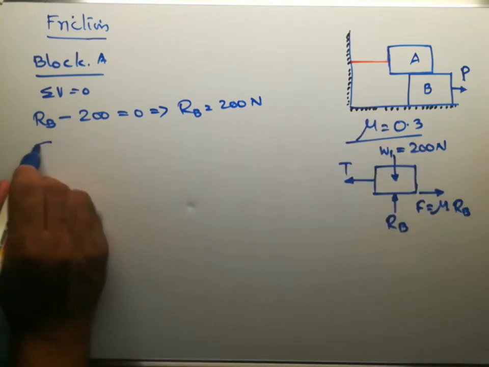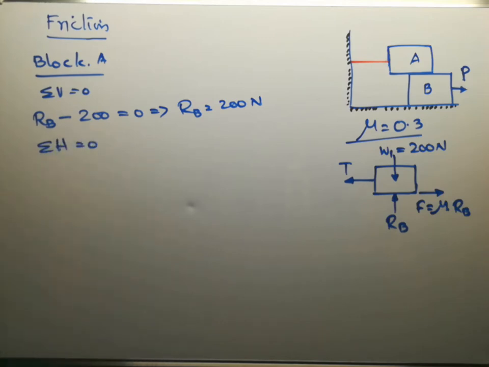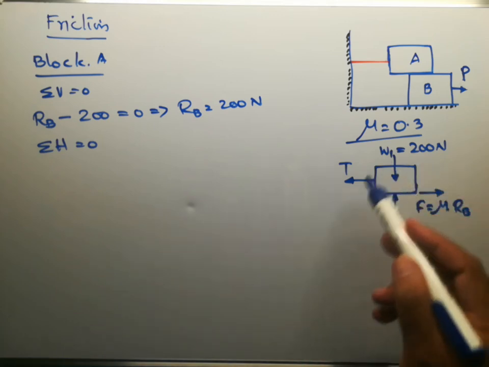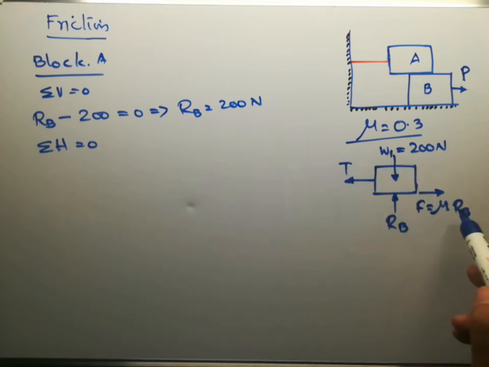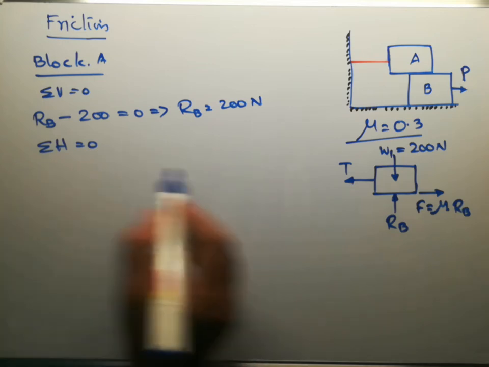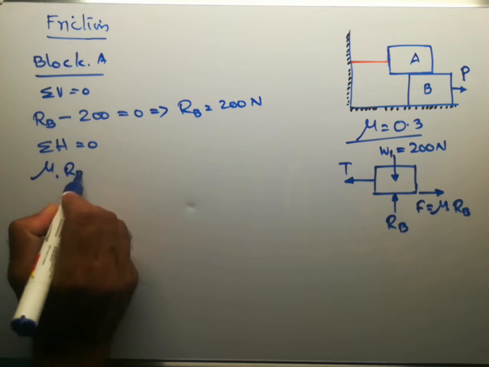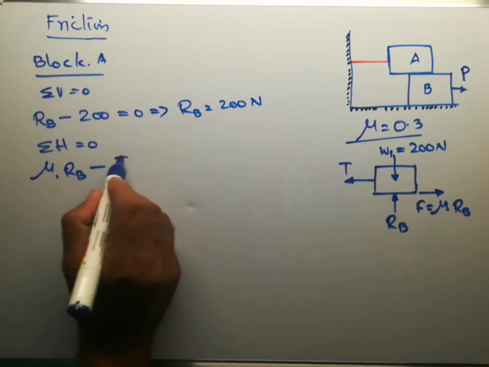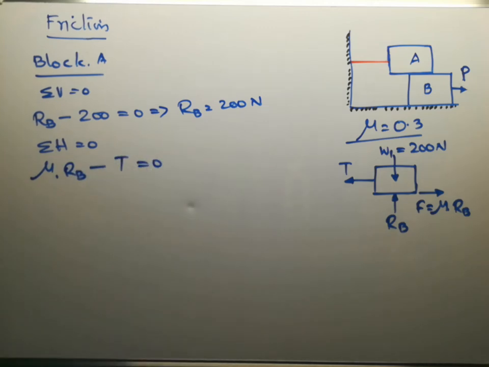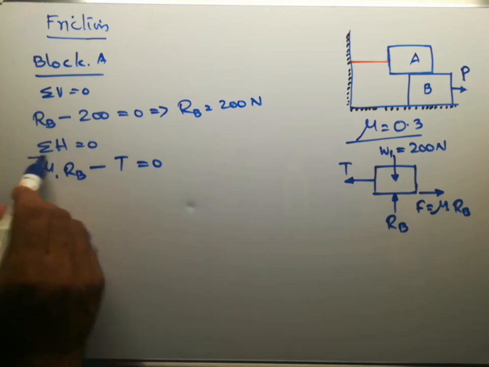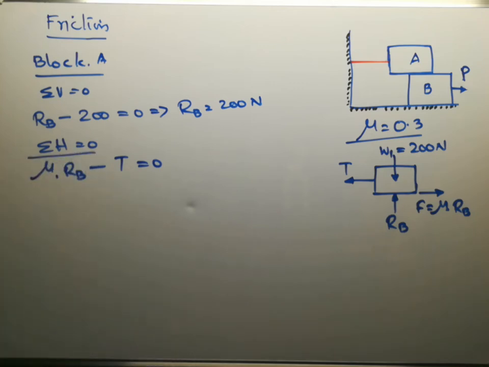So we can assume sigma H equal to 0. That means for the block A, T and mu RB are the two horizontal forces acting on block A. That is, mu RB is taken as positive, minus T equal to 0.